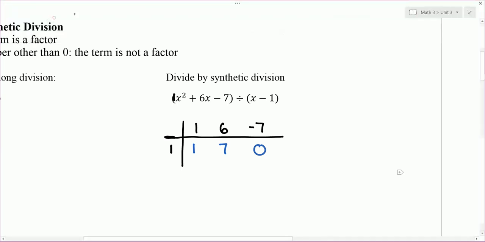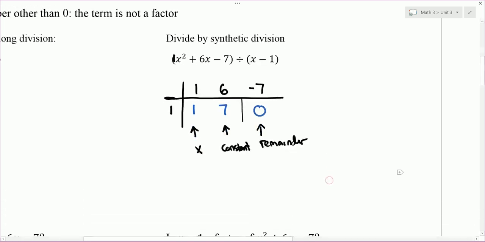Now, once you get that far, usually I separate that last number from the other two. I put a little line here, because what happens is this is the remainder. This is your constant term. That means without the x. This is your x term. And then if we had another one, it would be your x squared term, and so on. And so that 1, 7 represents 1x plus 7.